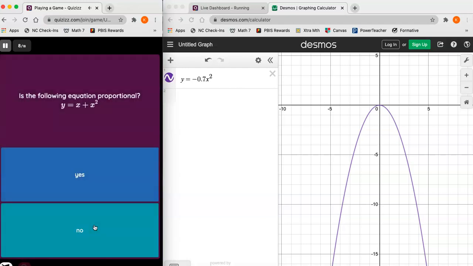All right, next example. What if there's an x with a power of 1 and an x with a power of 2? Let's take a look.